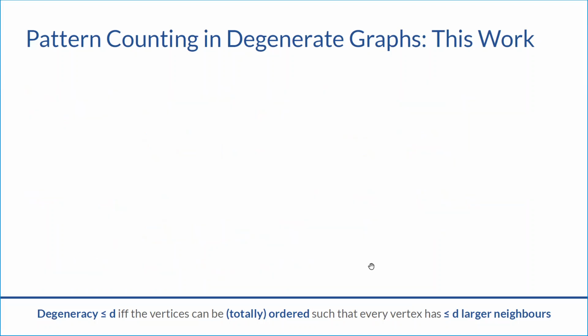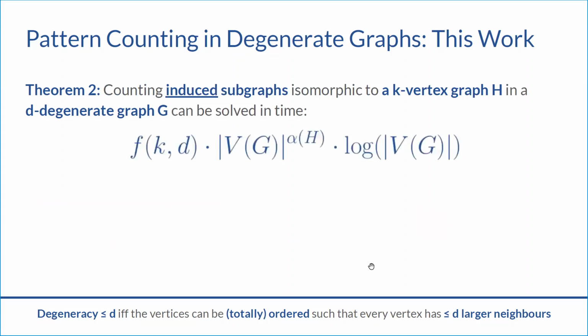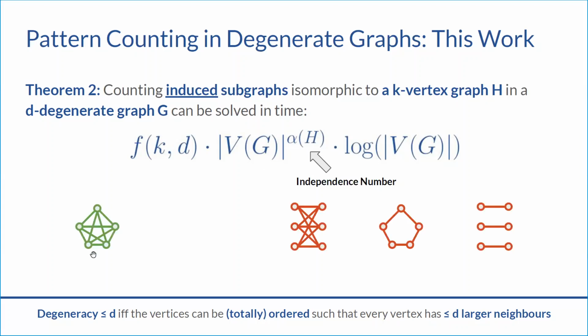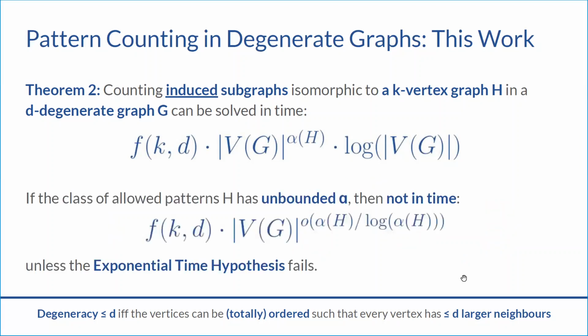For induced subgraphs, we proved a similar classification. So we showed that in the case of counting induced subgraphs, we can do it in that time. And here the exponent is alpha of H, which is the independence number. The independence number of a graph is the size of a maximum independent set of the graph. Again, for example, cliques have independence number 1, but bicliques, cycles, and matchings can have arbitrarily large independence numbers. Similarly as for subgraphs, we get a matching lower bound under the exponential time hypothesis, or at least almost matching.